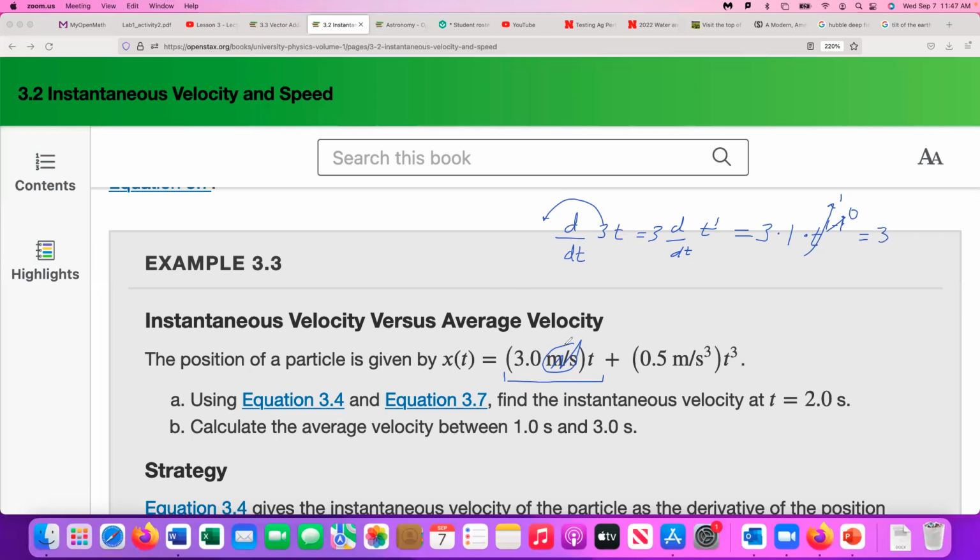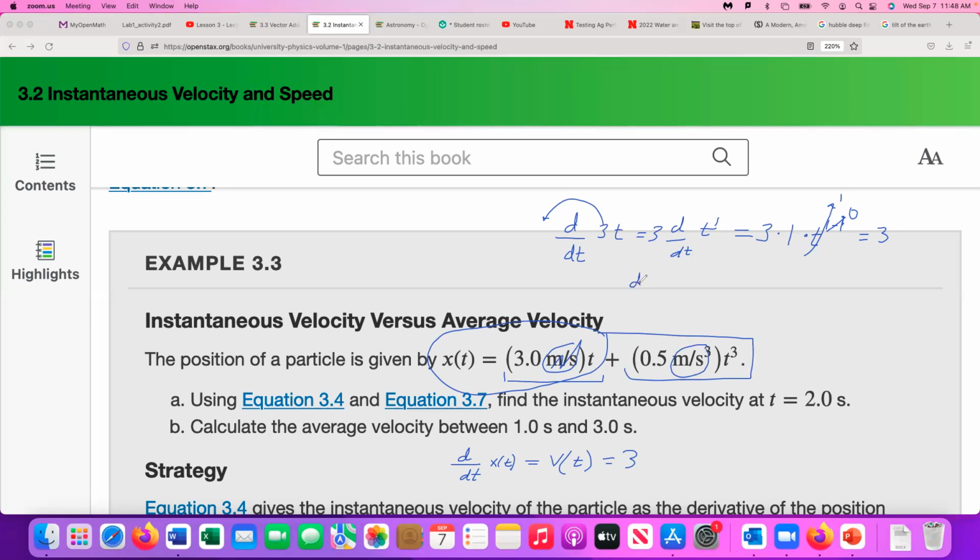So that's our first one. The derivative of the first part of this function is just a 3. So our new function, d by dt of x of t, that's the derivative we're doing, which is also the same as v of t, right? We've done the first term, and the first term is equal to 3. Now we do the second term. The second term is this one here, and I'm going to take out the unit stuff, and it's going to equal 0.5 t cubed.